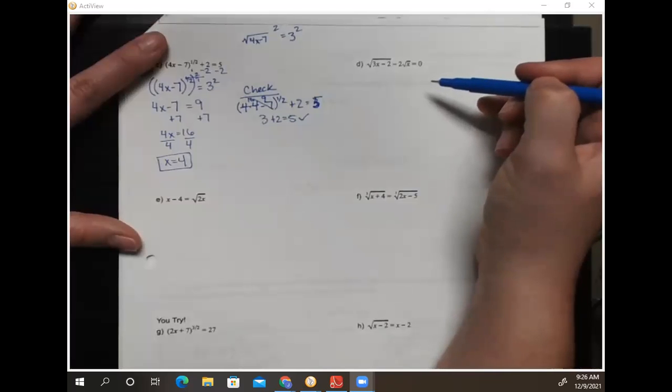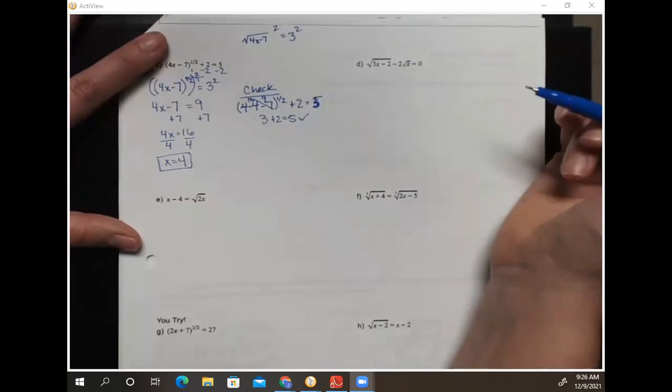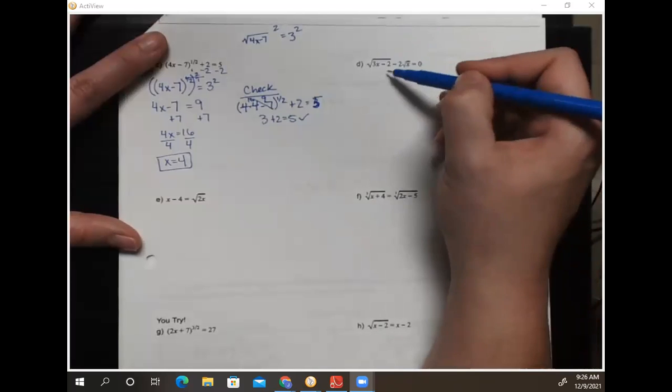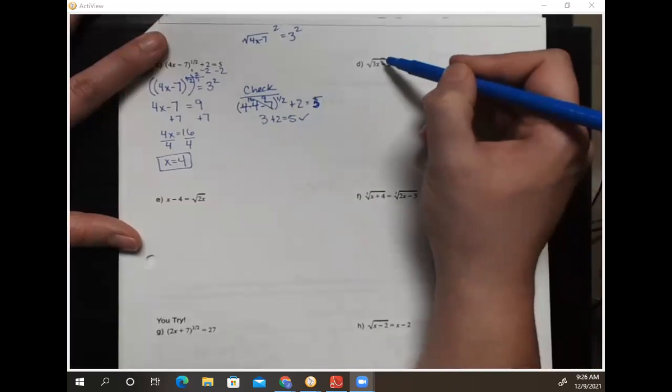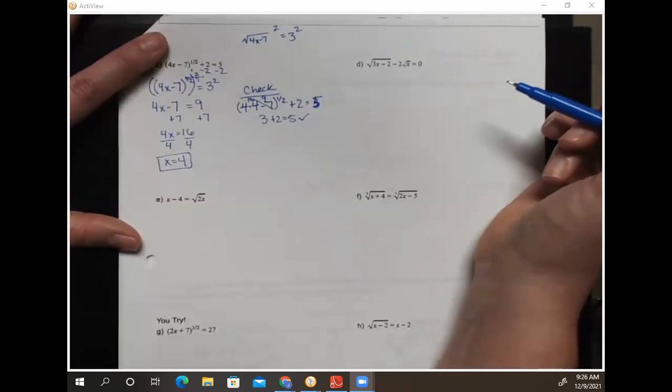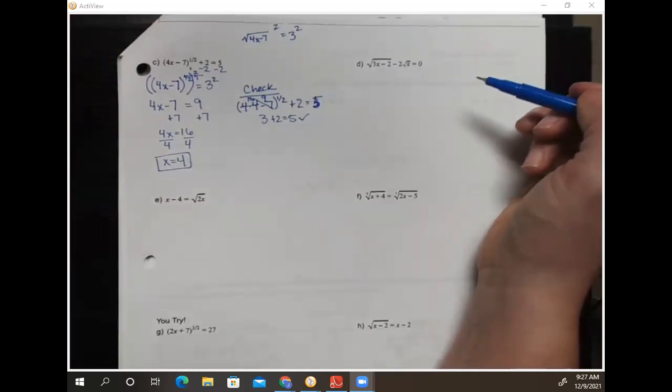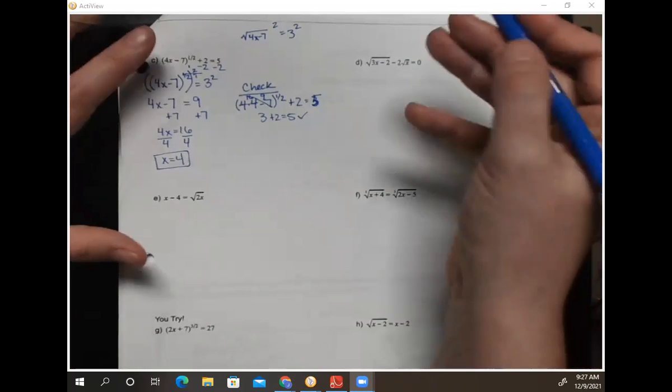Now, D is a little different. I've got multiple roots here. Since I've got 2 different terms that have a square root, I've got 2 separate roots. I want to separate them. That's a little different than the stuff that we've done before. When we were working with polynomials, if I had an x squared term and another x squared term, I wanted them on the same side and we combined them. Here, we're going to separate them, okay?